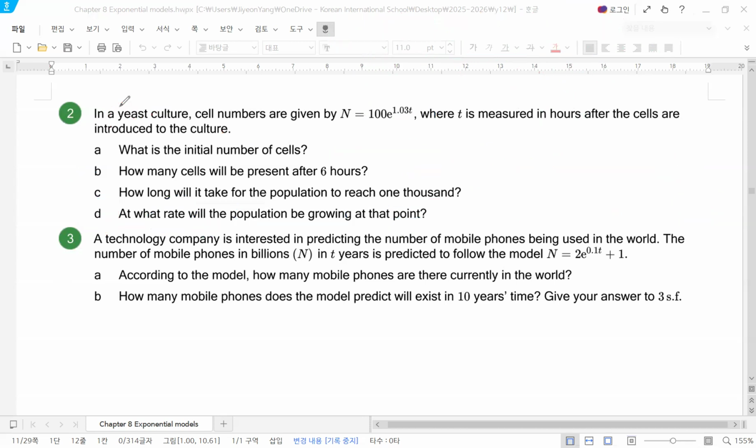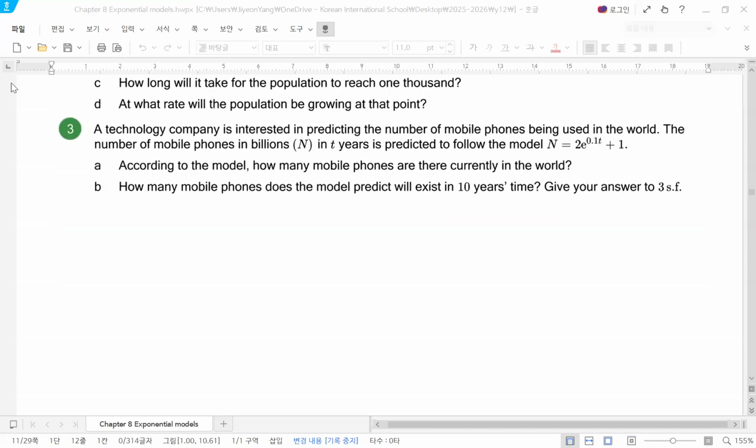Question number three. This type of question is very important, students. Just maybe mark a star. Jason, please read this question. A technology company is interested in predicting the number of mobile phones being used. Wait for a sec, guys. If I were you, I'm going to draw an underline here because the unit is very important. In billions, okay? So if n equals 1, it means 1 billion. Okay, please keep reading it.